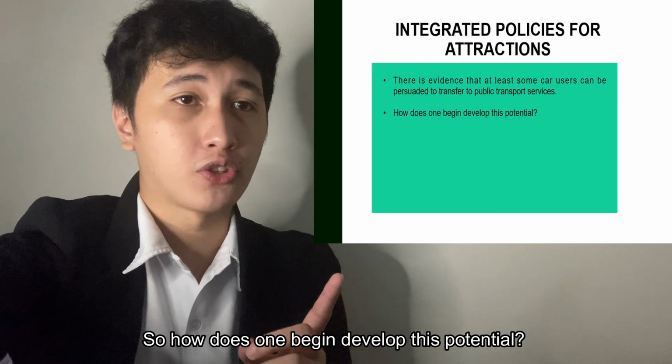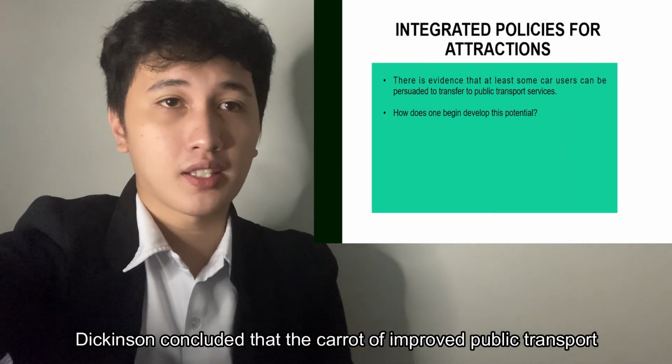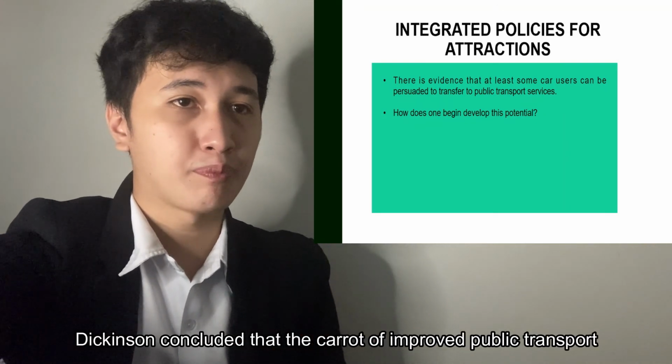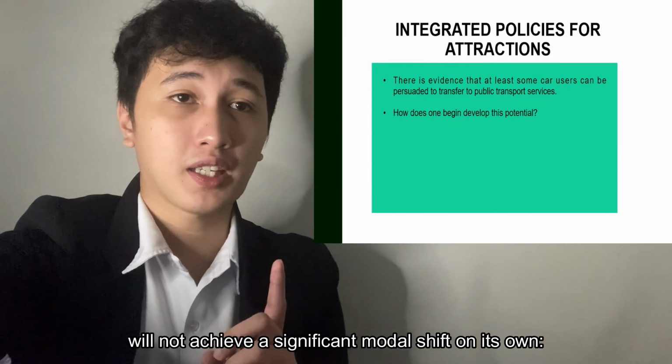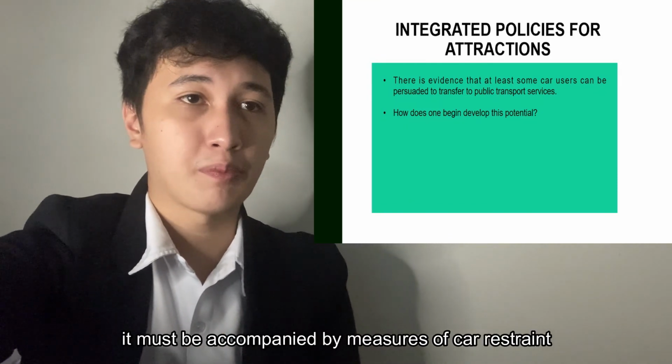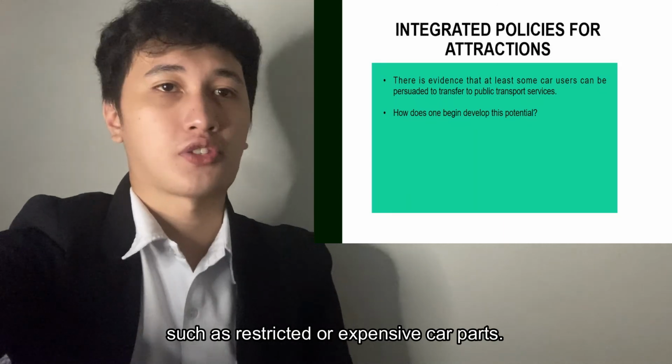So how does one begin to develop this potential? Dickinson concluded that the carrot of improved public transport will not achieve a significant modal shift on its own. It must be accompanied by measures of car restraint such as restricted or expensive car parks.